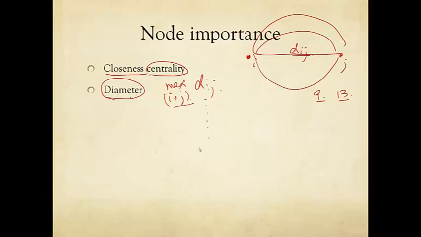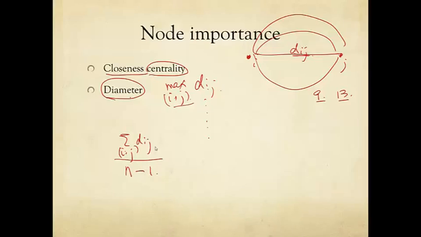We can also look at the average instead of the max of these d_ij's. So we can sum up the d_ij's. And then normalize. For example, we can normalize by the number of nodes, or the number of nodes minus 1 as is the convention.